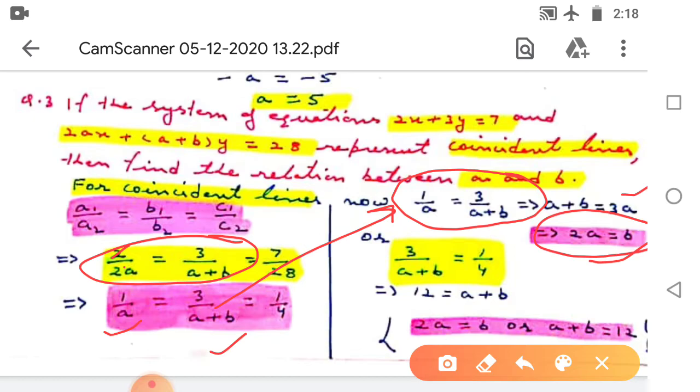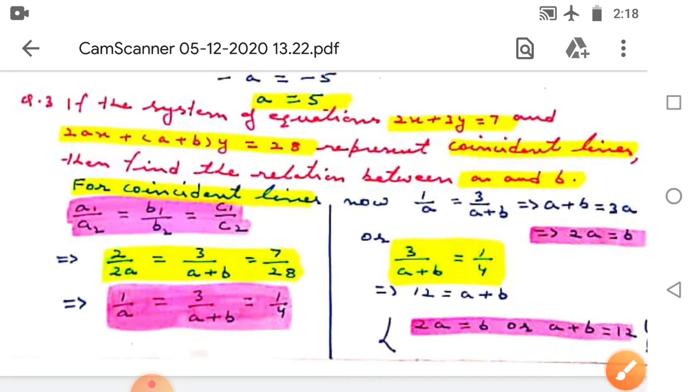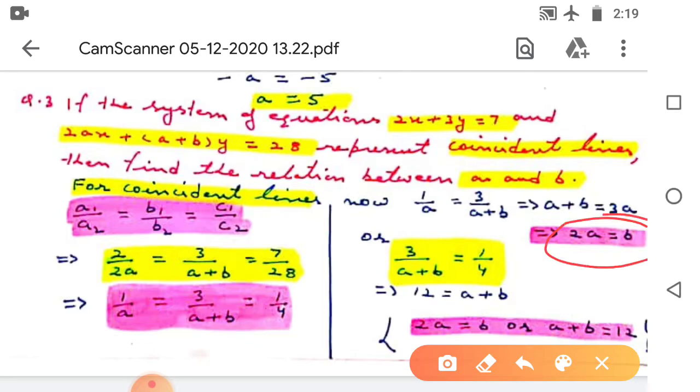Now taking the second and third equality. So that is 3 upon a plus b is equal to 1 upon 4. Cross multiply it and we get a plus b is equal to 12. So we have two relations between a and b. First is 2a is equal to b and second is a plus b is equal to 12.